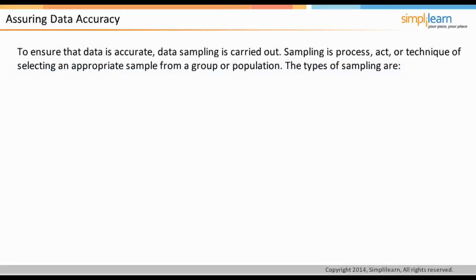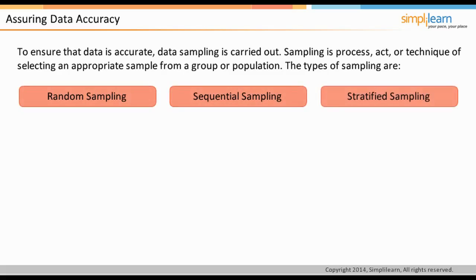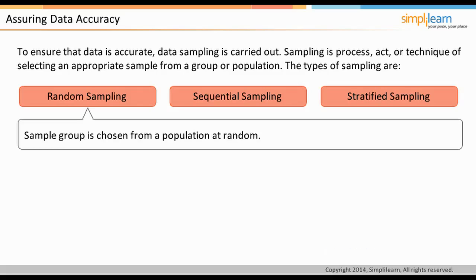To ensure data is accurate, sampling techniques are used. Sampling is the process, act, or technique of selecting an appropriate test group or sample from a larger population. It is preferable to survey 100 people to surveying 10,000 people. Sampling saves the time, money, and effort involved in collecting data. The 3 types of sampling techniques described here are random sampling, sequential sampling, and stratified sampling. Click each type to know more.